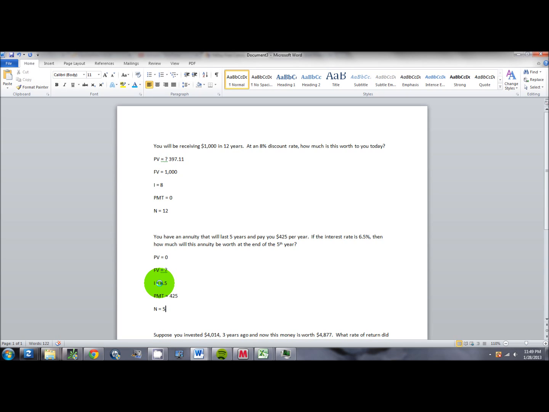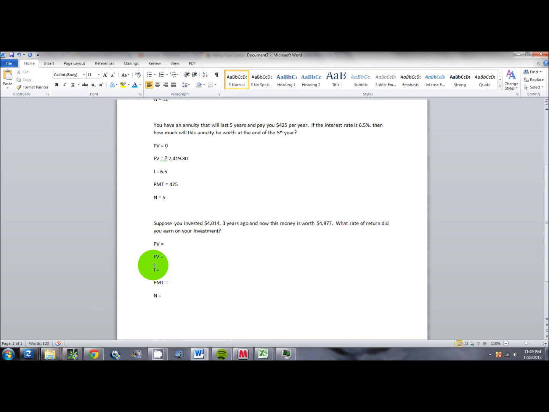0 PV. Don't forget to enter 0 PV. Don't skip over it. PV equals 0. 6.5 is I. 425 is payment. 5 is N. Compute future value. I got $2,419.80. So that is the answer to number 2.